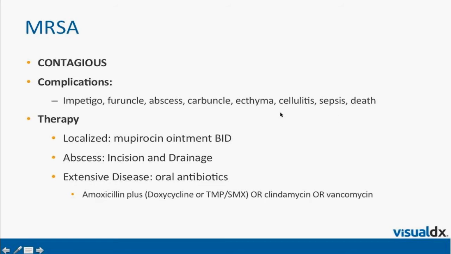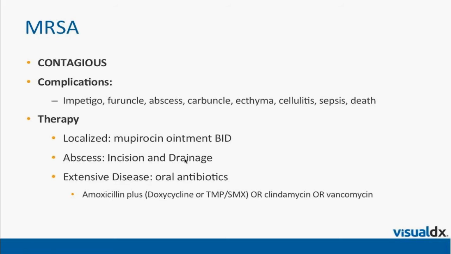If there's a cellulitis with pus or purulence, for sure, you should cover for MRSA. The therapy for MRSA depends on the aggression of the disease. So for localized disease like impetigo, you can use mupirocin ointment, which is quite effective against MRSA. And then for deeper infections such as an abscess, I&D is really the treatment of choice. There have been studies demonstrating that I&D alone is sufficient to treat an abscess.